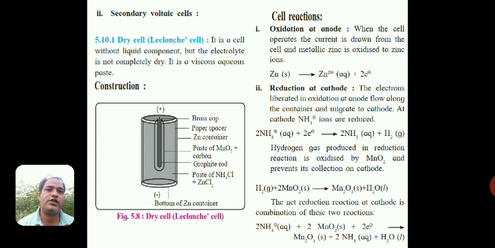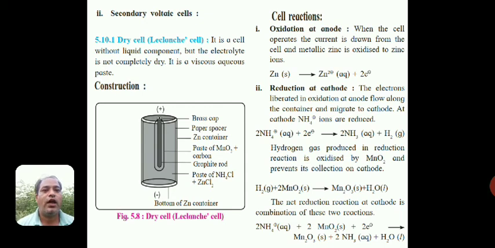So in the construction, generally I'll give you one more piece of information. This cell we generally use in our household clocks, the big clock in our houses. As well as in older times it was used in batteries or torches. So it is known as a dry cell.